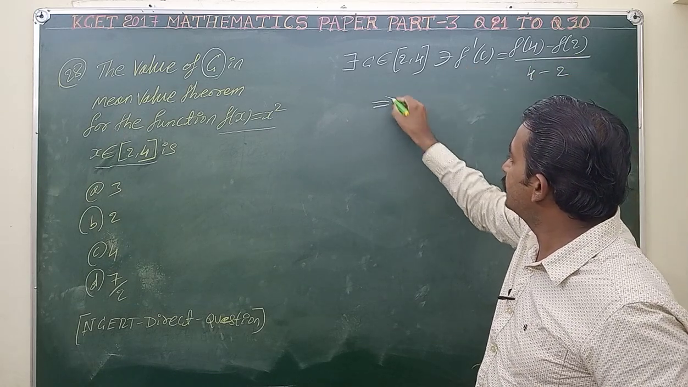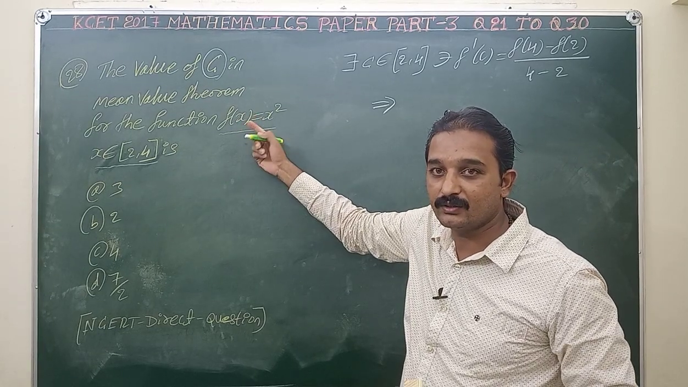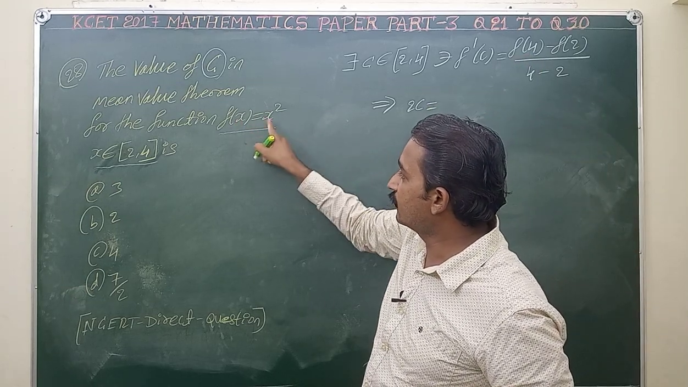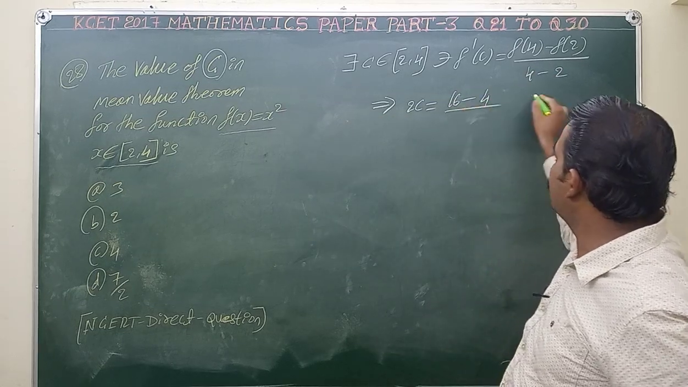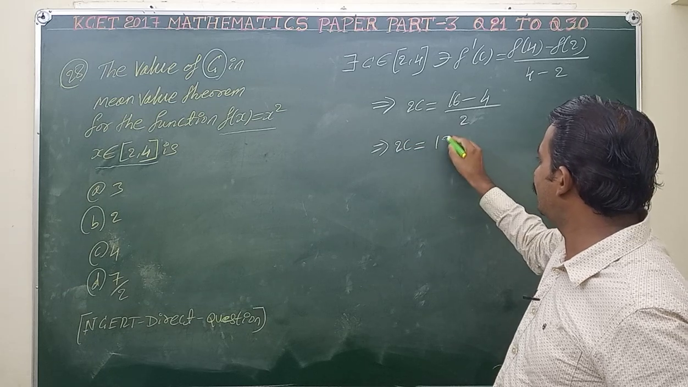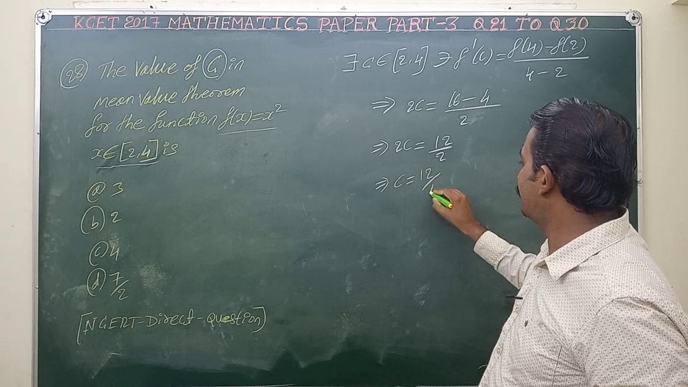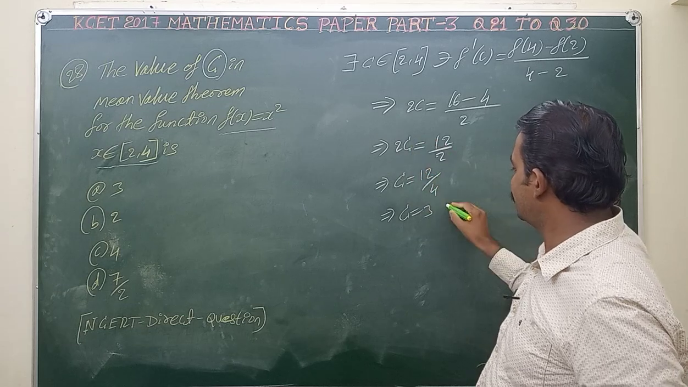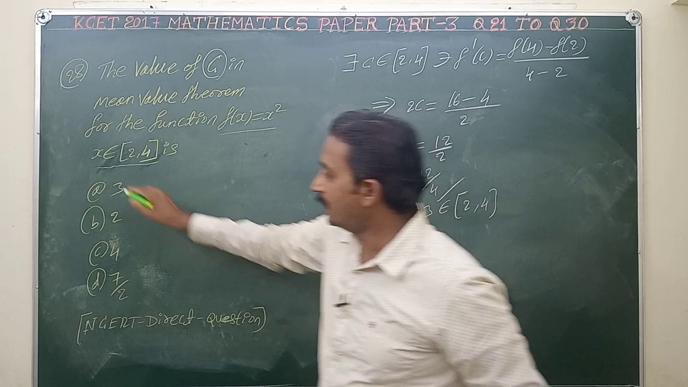So this implies f dash of c, nothing but f dash of x, is equal to 2x. F dash of c is 2c. So 2c is equal to f of 4, put x is equal to 4, square 16, minus f of 2, square 4, divided by 4 minus 2. So now 2c is equal to 16 minus 4, 12, divided by 2. This implies c is equal to 12 divided by 4. This implies c is equal to 3, the correct answer. Which belongs to the closed interval 2 to 4, right? So option A is correct.